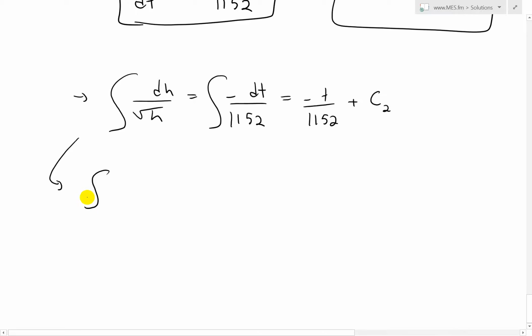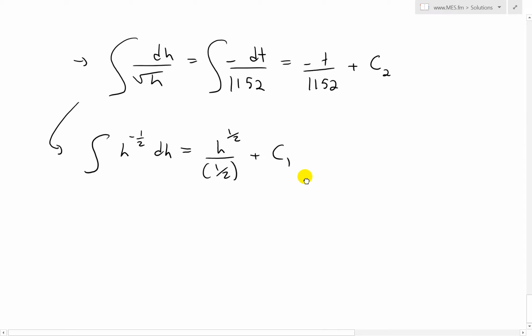Solving this one, I'll write this a bit neater. This is equal to the integral of h to the power of negative 1 over 2 dh. So we add 1 to the power. That's going to be h to the positive 1 over 2, divided by 1 over 2, which is this power, and then plus a constant c1. And then just simplify this further. This is just square root of h divided by 1 over 2, so the 2 just goes on top. So we have 2 square root of h plus c1.